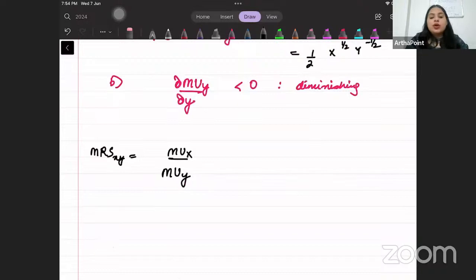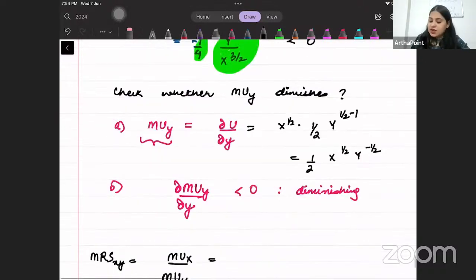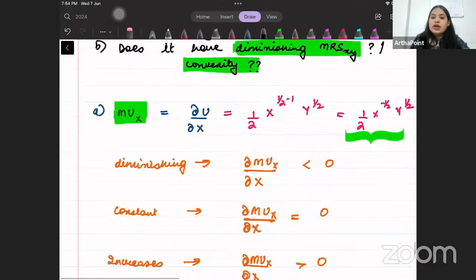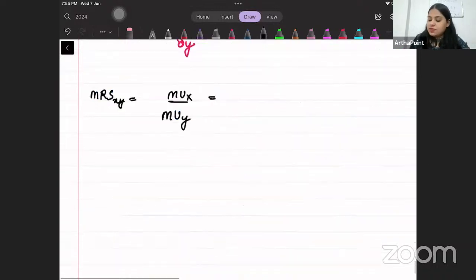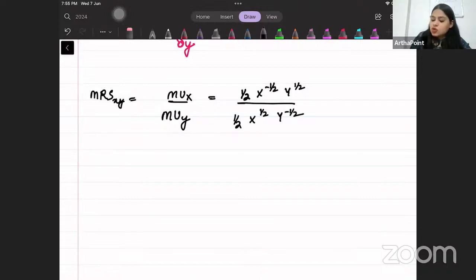Okay. So coming to the next part here. The marginal utility of good X is half x to the power minus half y to the power half. And that of y is half x to the power half y to the power minus half. If you solve this, the halves will get cancelled. Negative power will come in the denominator. Negative here will go in the numerator. So you will simply get y by x.